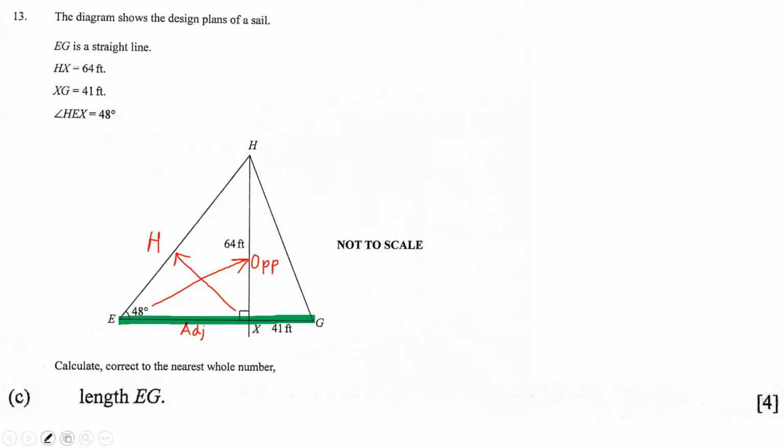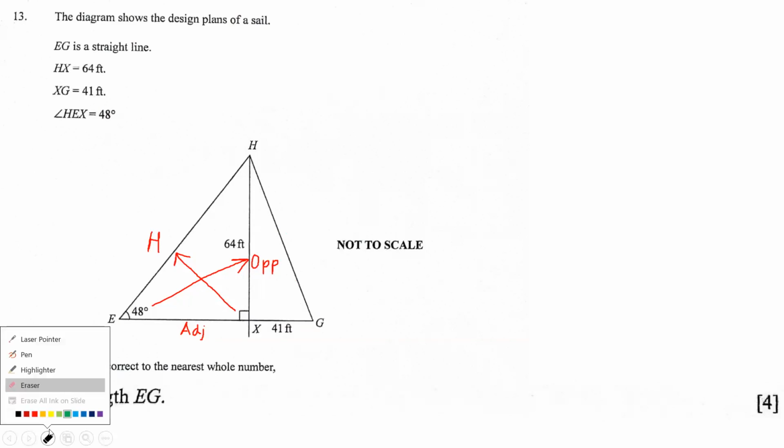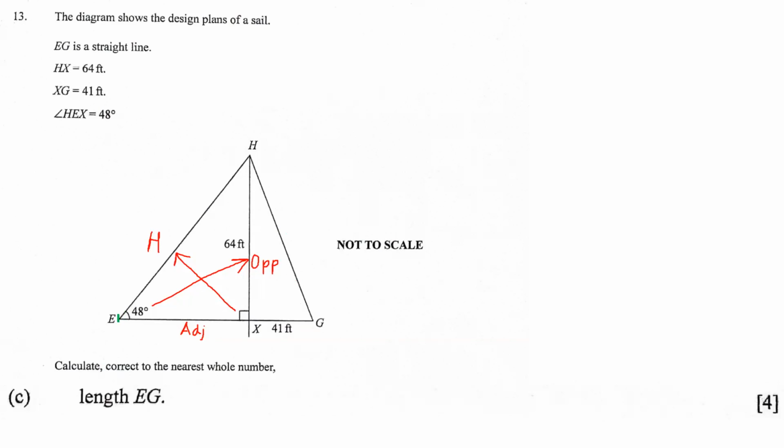If we're trying to find out what EX is, notice that EX is just this particular side. This is EX, right? And if we can find EX, then we can add it to XG to get EG, all right? So let's find out what EX is. Well, notice carefully that EX is a part of a bigger triangle, this triangle right there. And so it is a right triangle.